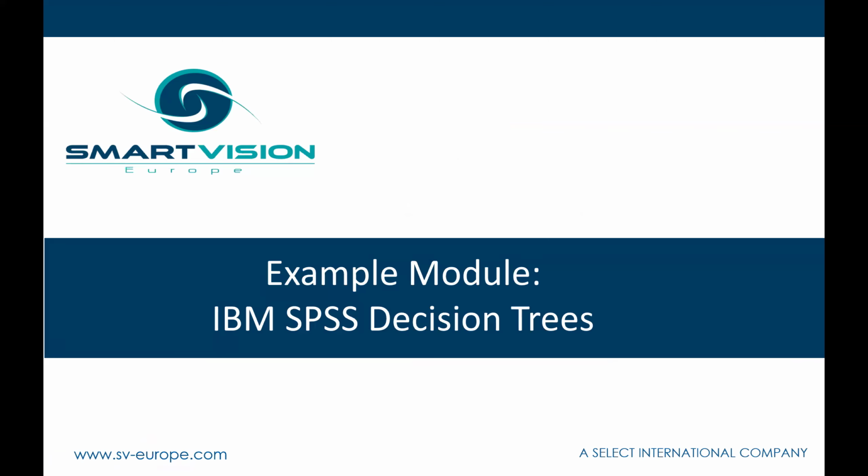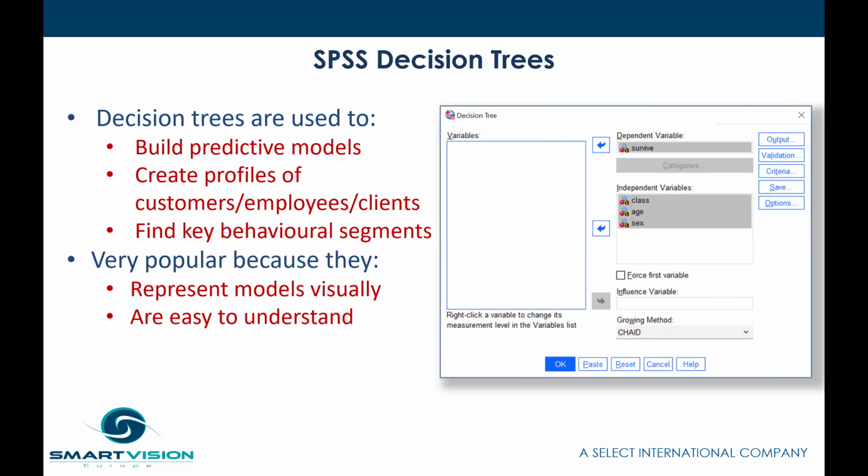An example module, such as the decision trees module, would simply appear as another item in a menu. So under the Analyze menu, in the classification submenu, you'd see decision trees, and decision trees would seamlessly appear. It would be unlocked with a license code in SPSS. And decision trees, for the record, are used to build predictive models, very much modeling without tears, if you like. They're very visual in nature, very useful for creating profiles of customers or employees or clients or finding key behavioral segments. And they're popular, as I say, because they represent models in a fairly easy to understand way, because they're very visual in nature.